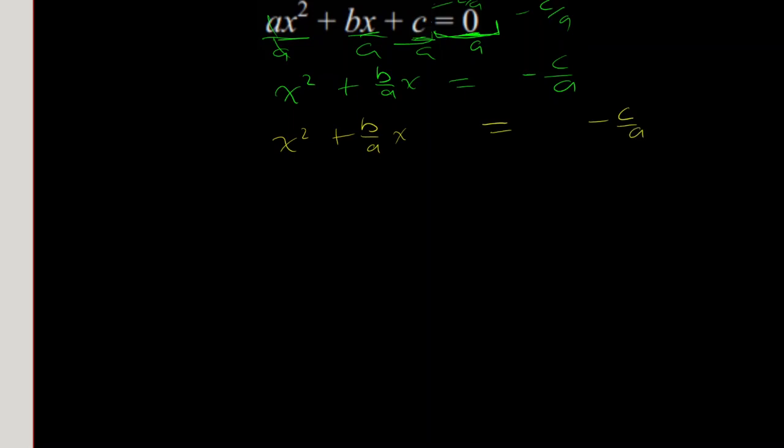Well, we do have the skill called square completion, where we take the coefficient of x and divide it by 2 first. So that's going to give us b over 2a. Remember what we do on the left, we do on the right. But of course we have to take that coefficient and square it. Remember, we are adding.